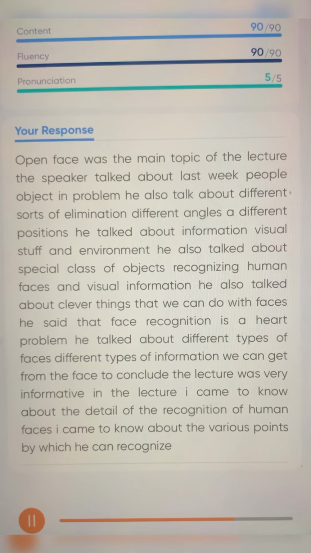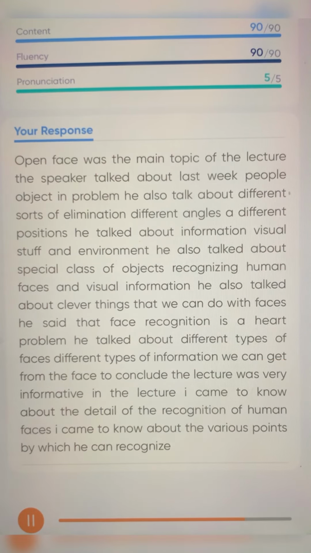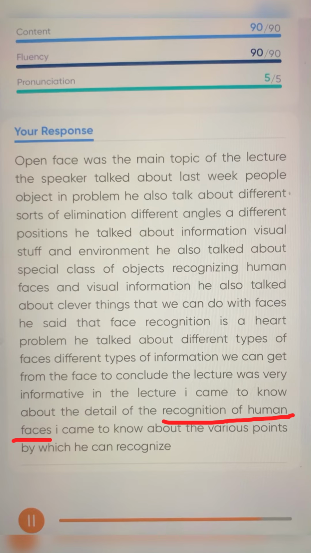To conclude, the lecture was very informative. In the lecture, I came to know about the detail of the recognition of human faces. I came to know about the various points by which we can recognize the human.